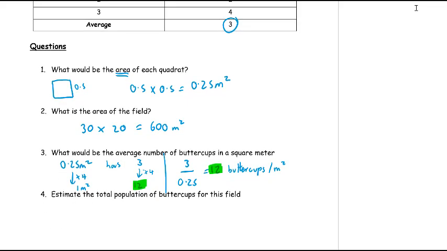Now, the next part is estimate the total number of buttercups for this field. So what you've done here is worked out that there is 12 buttercups per meter squared. The field is 600 meters squared. So you have to do 600 times 12, which equals 7,200 buttercups.